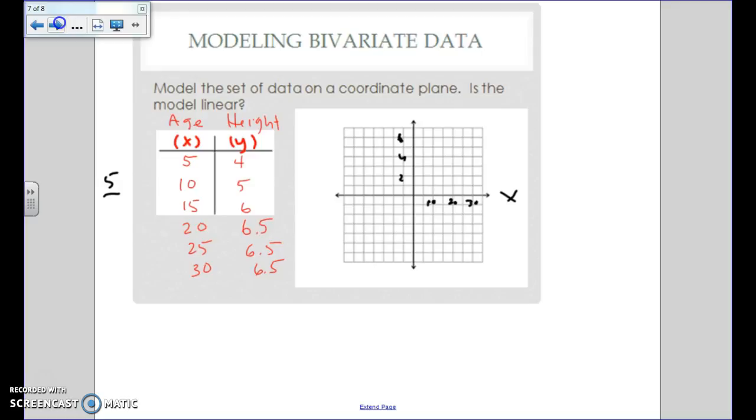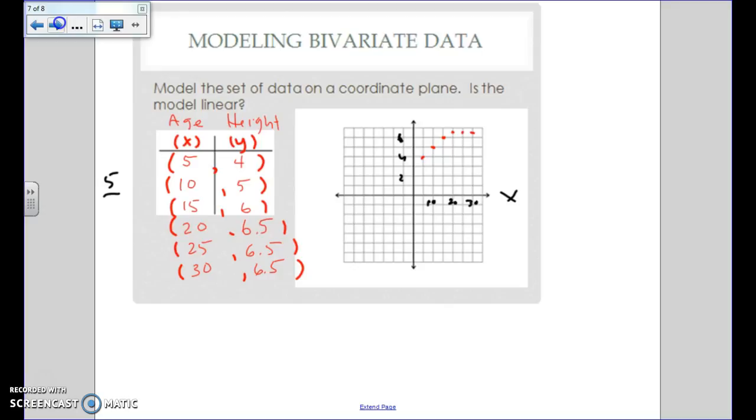So when I graph these ordered pairs, which are represented in my T-chart here, let's see what happens. 5, 4, so over 5 up 4. And then we have 10, 5. 15 years old, you're about 6 feet tall, okay. 20 years old, uh-oh, we're only 6.5 feet tall. 25 years old, uh-oh, I'm staying the same. 30 years old, I'm still staying the same.